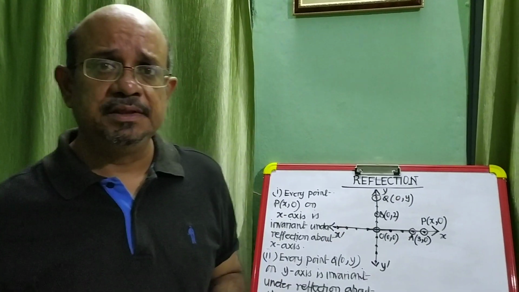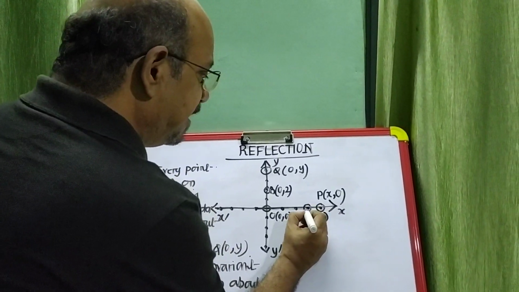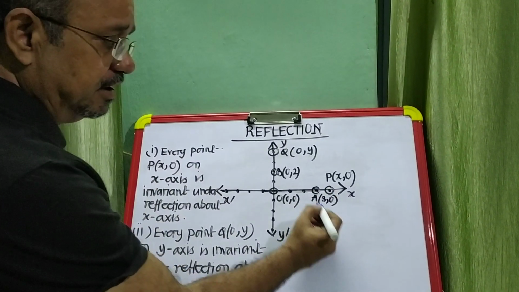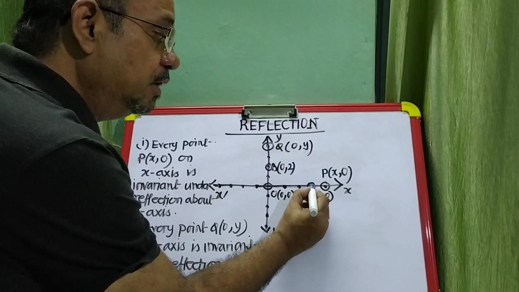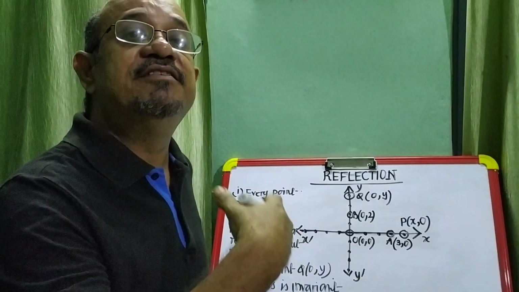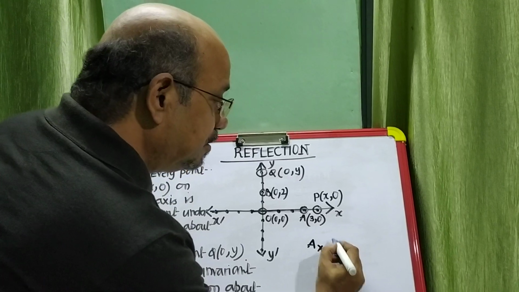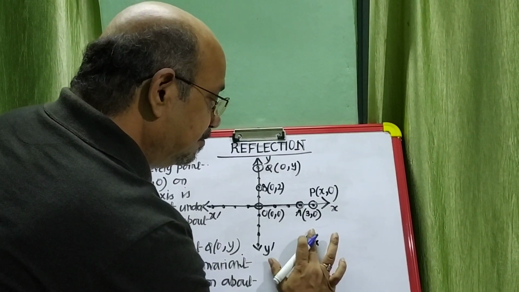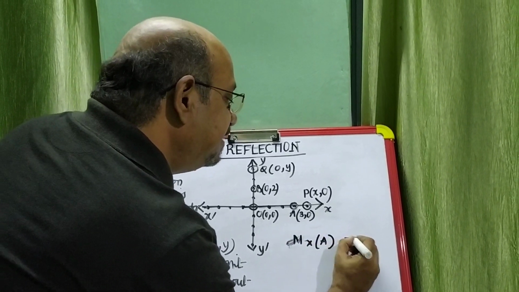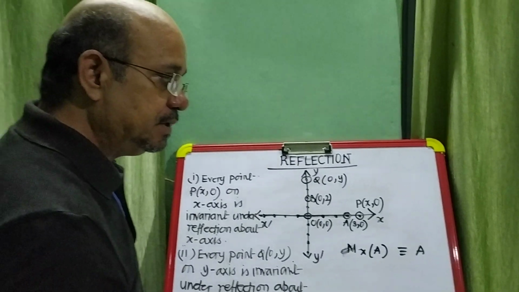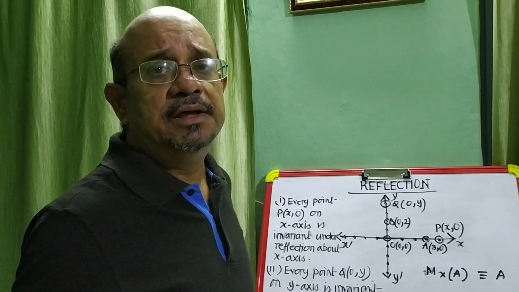Let's take some examples. Here is a point A(3, 0). Suppose I want to reflect it about the x-axis. Look, the point is on the x-axis, therefore its distance from the x-axis is 0. So after reflection, it will remain in that same place only. So we will say A when reflected about the x-axis remains as A only. So we say point A is invariant under reflection about the x-axis.